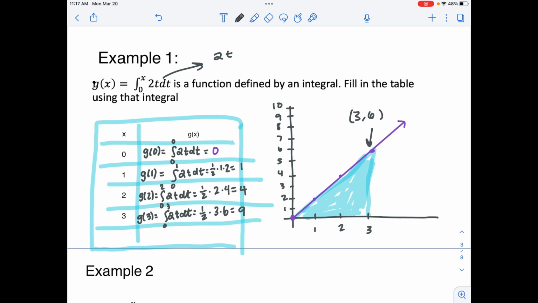So that tells me that g of 3 is 9. And so that is how you actually use a function that's defined by an integral. So we're going to do one more example on the next page, and then we're going to do some more word problem-based problems with this.